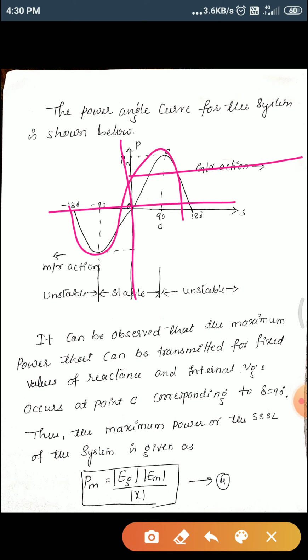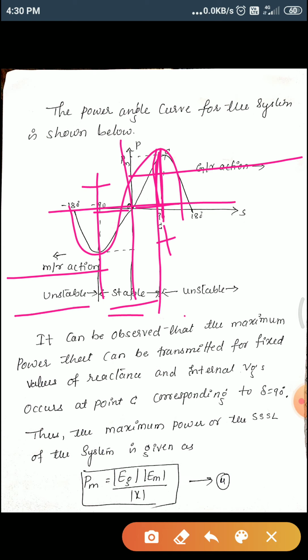This indicates generation action and this indicates motor action. Observe this: at 90 degrees you are getting the maximum value of power. So at positive as generation, at negative as motor, your system will be stable between minus 90 to plus 90. Other than this, it is unstable as motor as well as unstable as generation.